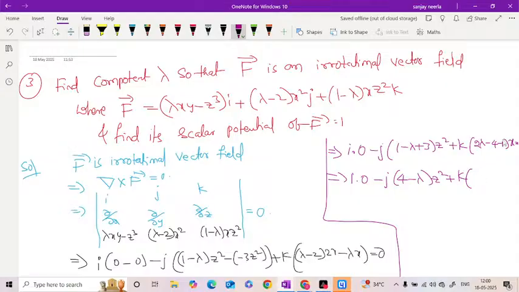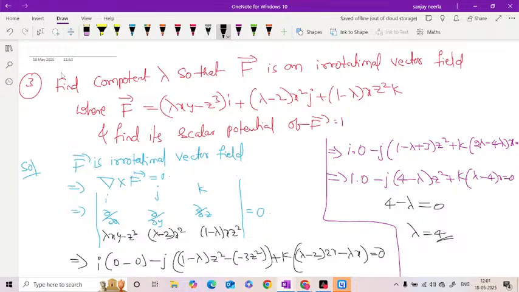Oh sorry, here lambda, sorry. So lambda minus 4 into x is equal to 0. Anyway it is the zero vector. Now 4 minus lambda must be 0, so lambda is equal to 4. If lambda is equal to 4, this is an irrotational vector. Next question is to also find its scalar potential.